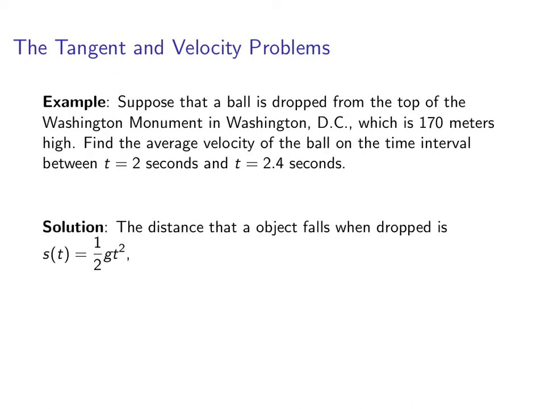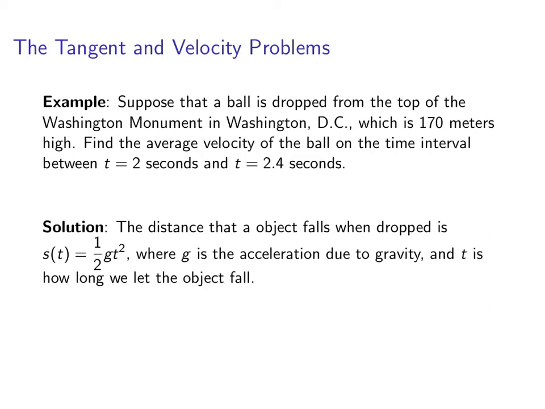Now the distance that an object falls when it's dropped is 1/2 g times t squared. This is a formula from physics, and you don't necessarily need to memorize this formula, but it's sort of good to know. It's going to come up fairly often. G is the acceleration due to gravity, and t is how long we let the object fall. We'll be able to do some more calculations later on to see why this is true.